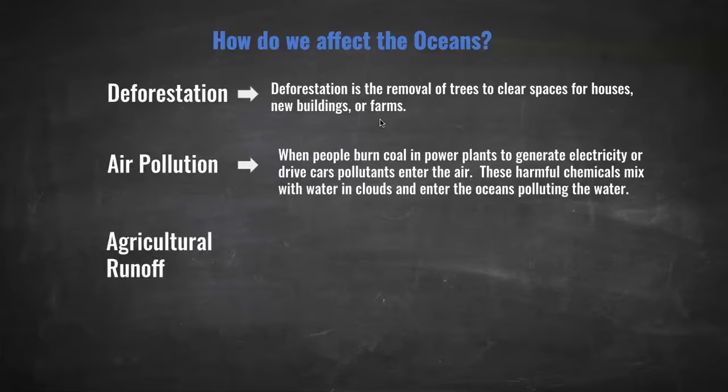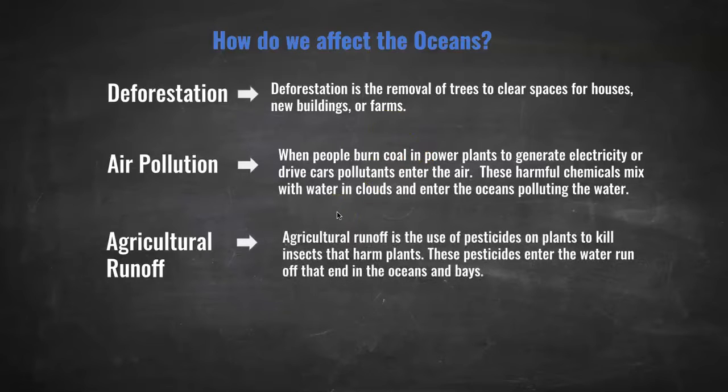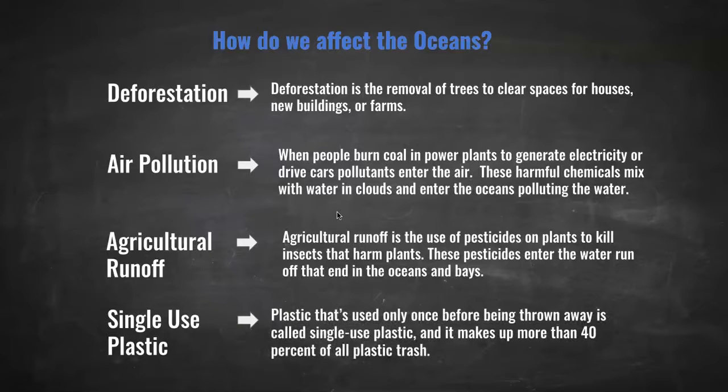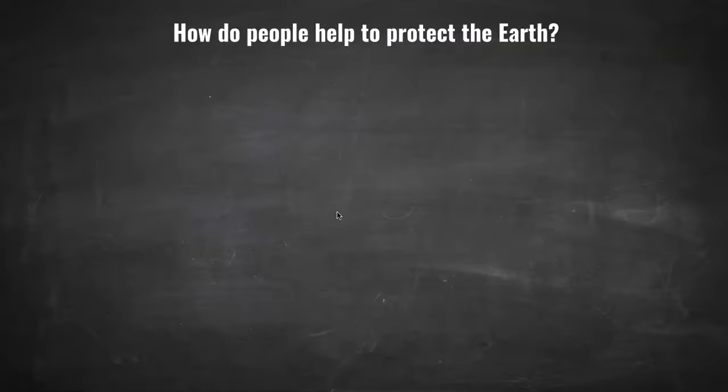We have agricultural runoff. When we use pesticides on farms to kill insects and plants, these pesticides enter the water runoff, which eventually ends up in our oceans and bays. And last, we have single-use plastics. Single-use plastics, like water bottles and Gatorade bottles, make up 40% of all plastic trash. So this is a lot.